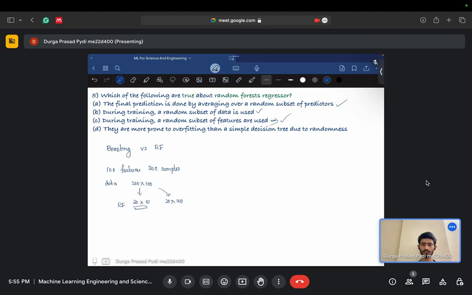Is this clear? I hope this is clear. So what about the last one? They are more prone to overfitting than a simple decision tree because of randomness. Now what we are saying is instead of selecting all the features, I am randomly selecting some features and making my data set. Because of this randomness, is it going to be more prone to overfitting? Yes or no?